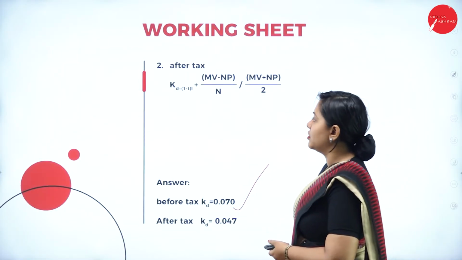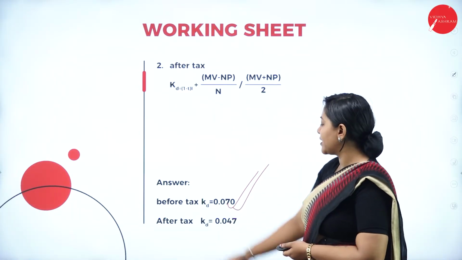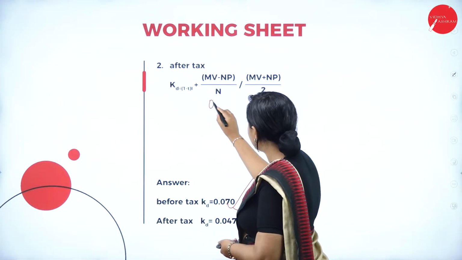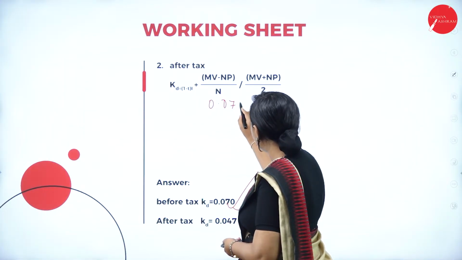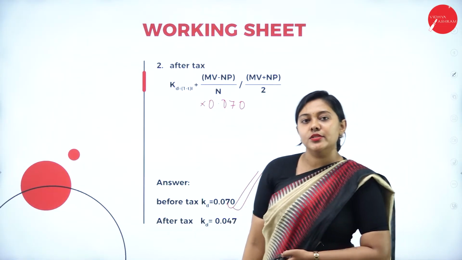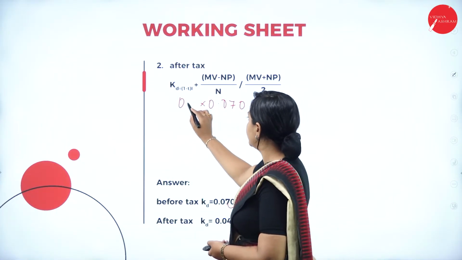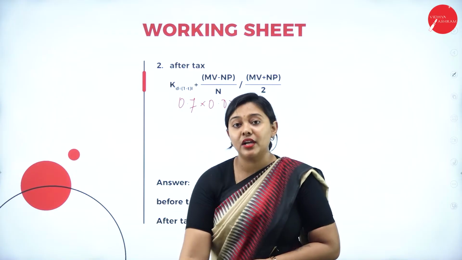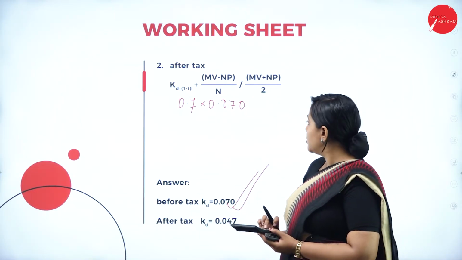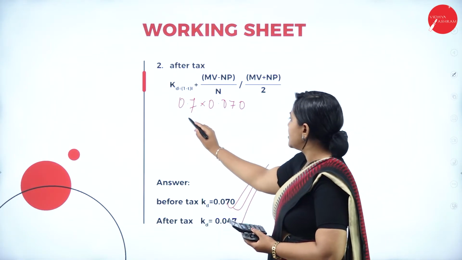0.070 is the answer. Next, after tax, the same value if you take and just multiply with the tax rate, you will get the answer. So this part we have already solved. The answer you get is 0.070 into 1 minus tax rate. 1 minus tax rate is 0.3, so 1 minus 0.3 will be 0.7. So let's multiply 0.7 into 0.070. It is 0.47.